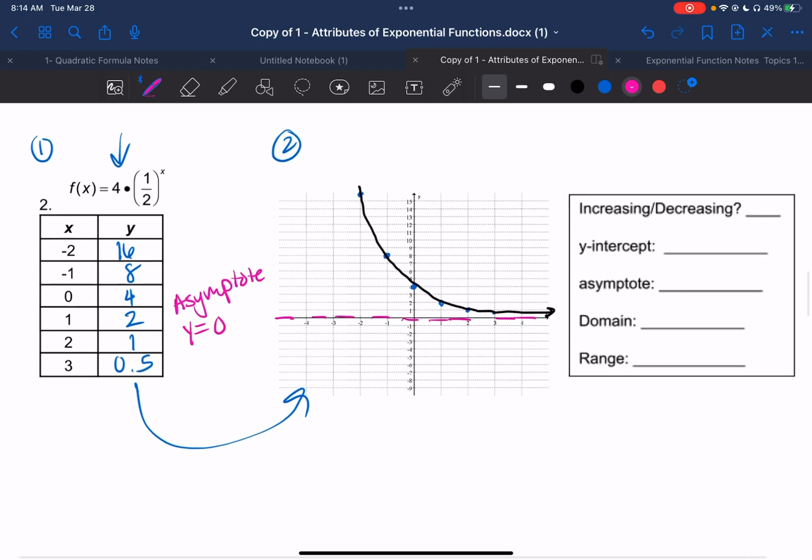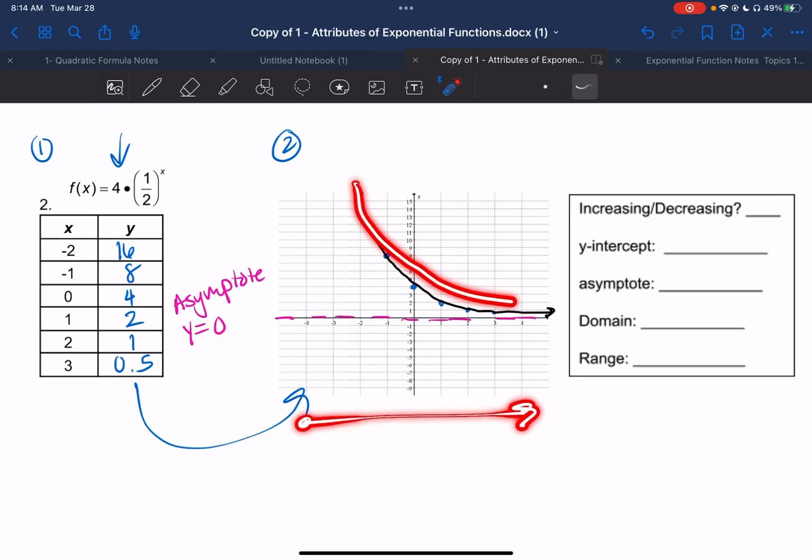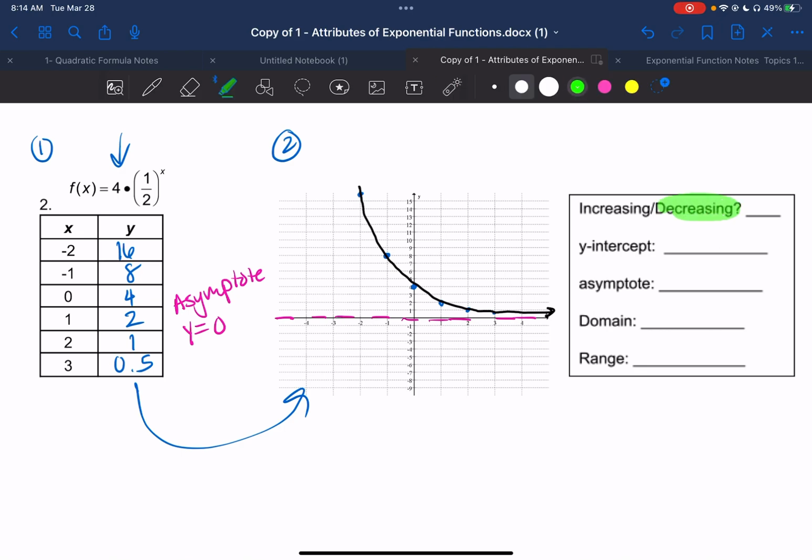All right, so as we go from left to right, does your graph look like it's increasing or decreasing? It's going down. So this is decreasing. Let's go ahead and circle that. So this is decreasing.